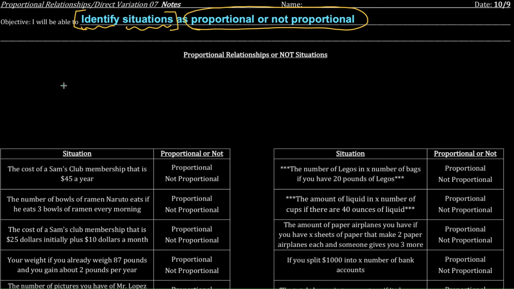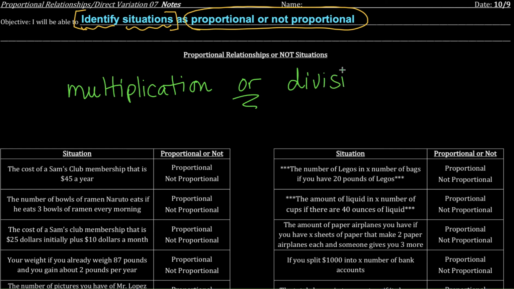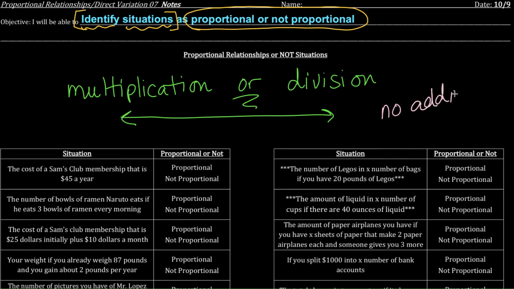Okay, so we'll say it can be summarized. Proportional relationships can be summarized using multiplication or division, because division and multiplication can be represented like kind of like that. You can represent multiplication as division and division as multiplication, but no adding. Well, I'll do this. No adding or subtracting.